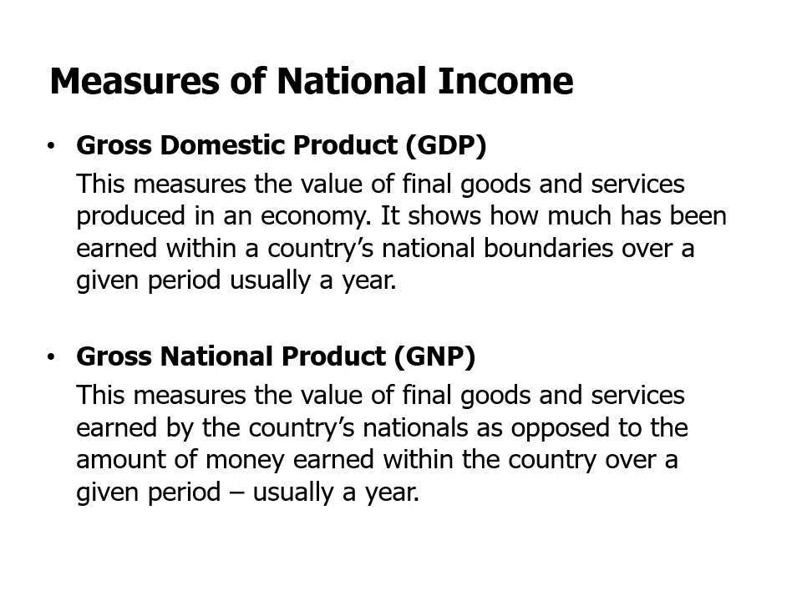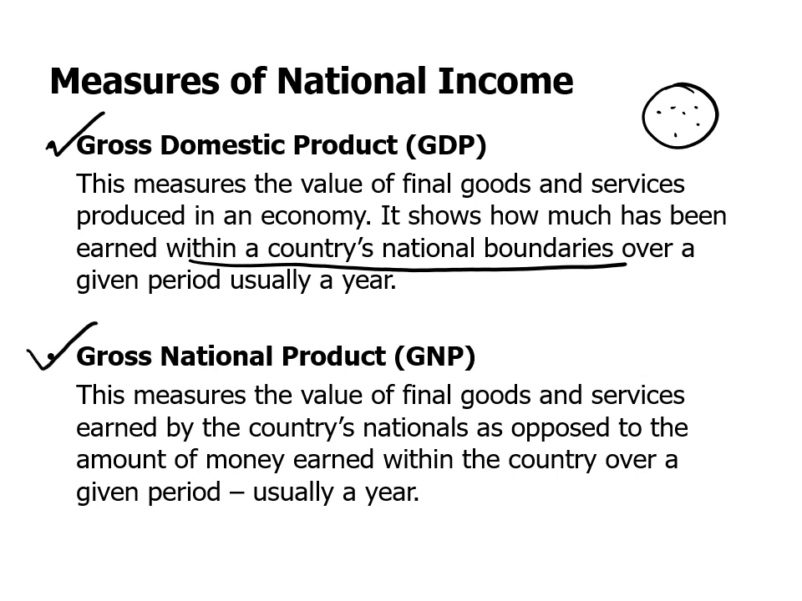All right, let's look at some measures of national income. We'll start with the gross domestic product, the GDP. The GDP measures the value of final goods and services produced in an economy. It shows how much has been earned within a country's national boundaries over a given period, usually a year. Now, what you have to take into consideration is what's been earned within a country's national boundaries. So within the boundaries of the country, right? Over a given period, usually a year.